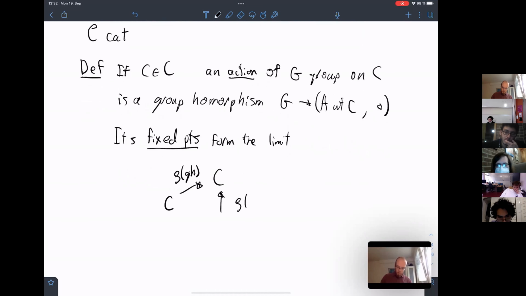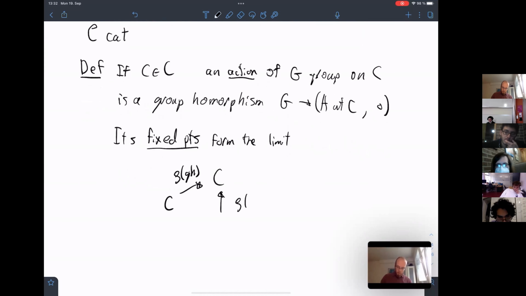In the case of sets, for example, this means that a single element of this satisfies an equation like this. So in sets, you recover a notion of fixed points of sets. And similarly, you have a notion of a quotient, and that's more of a colimit.